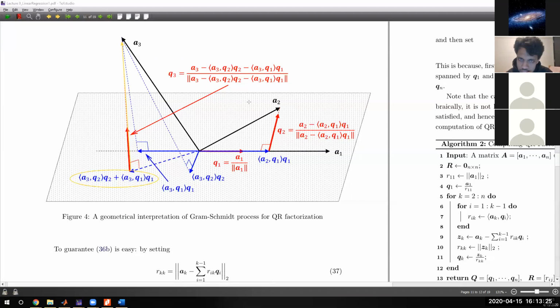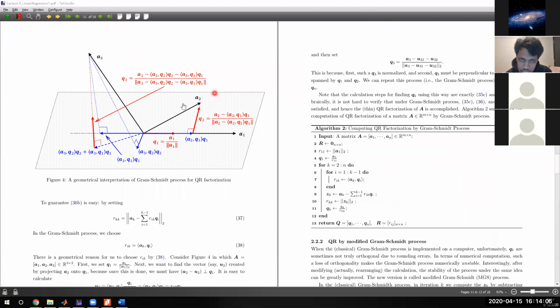And hence I can set Q3 in this way. Q3 equals A3 minus this vector, divided by the norm of this. This guarantees that first, Q3 is perpendicular to Q1 and Q2, and second, Q3 must be a unit vector, meaning that the norm of Q3 must be 1. And you can repeat it for Q4, Q5, until Qn. And all of them are guaranteed, but here it's 3D. I cannot draw 4D or 5D, so I cannot continue doing it.